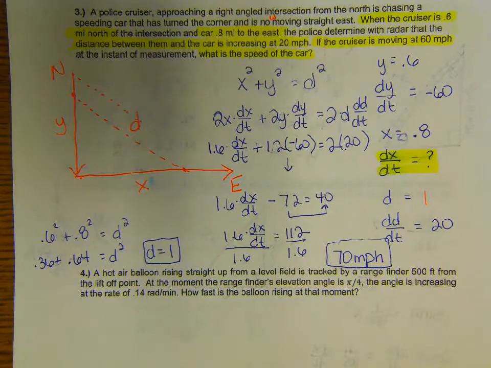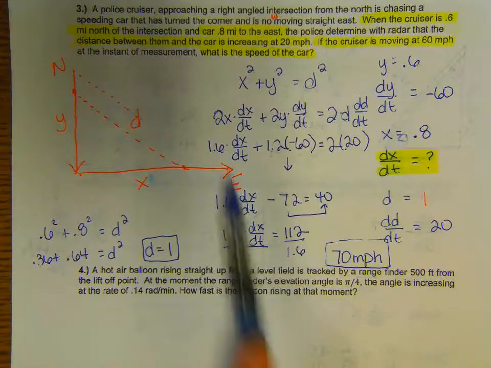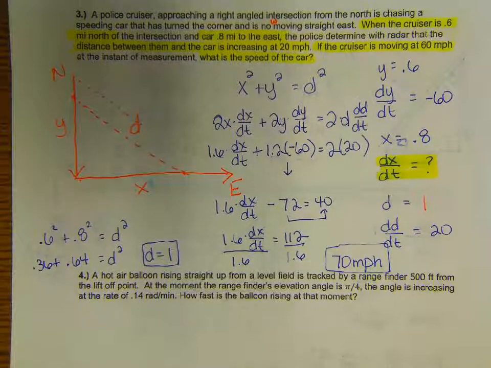At 70 miles per hour, okay? Which also makes sense. The speeding car is moving away from the intersection, so its rate of change is positive. All right, any questions on that?